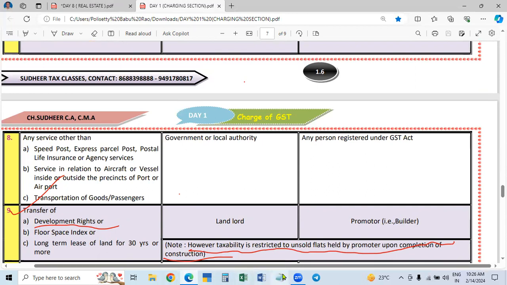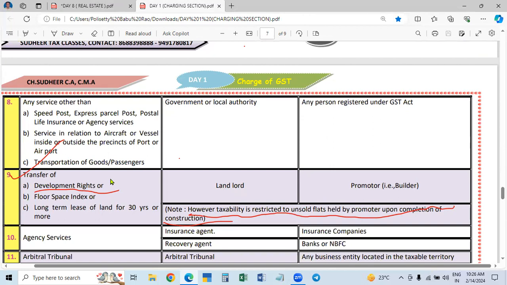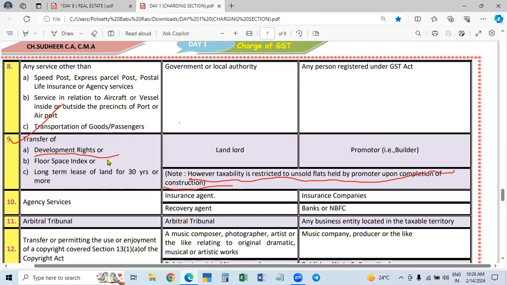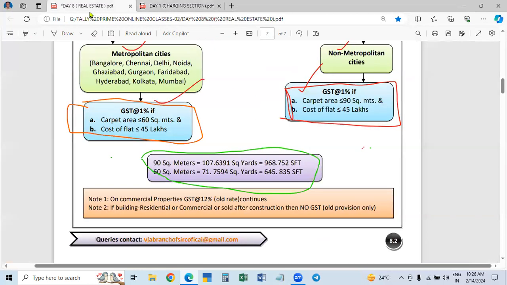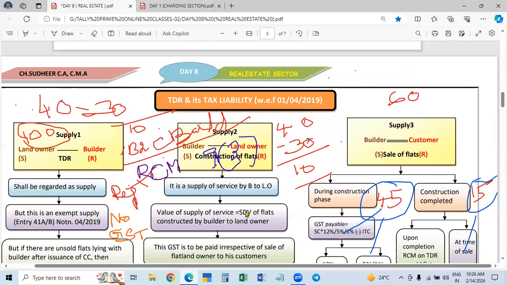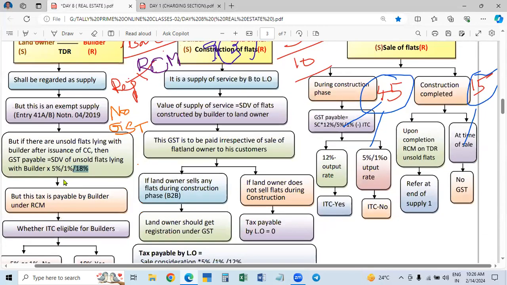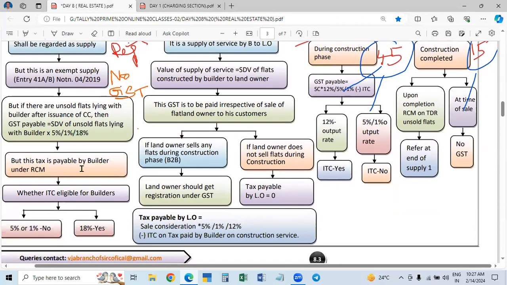reverse charge mechanism, meaning here the builder has to pay. Under the development rights, however, the taxability is restricted to unsold flats held by the promoter upon completion of construction. After completing the construction, the taxability is restricted to unsold flats only. So only on the unsold flats, as per the stamp duty value of the unsold flats multiplied by the rate, but for commercial it is 18%, it is to be paid by the builder under reverse charge mechanism.